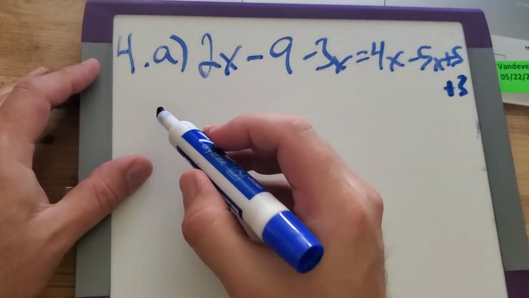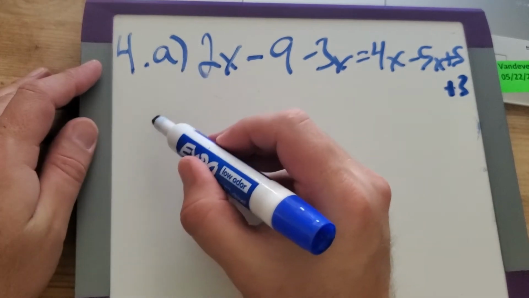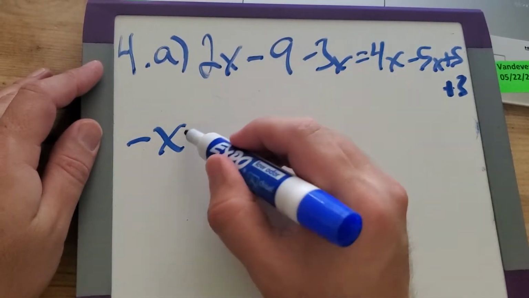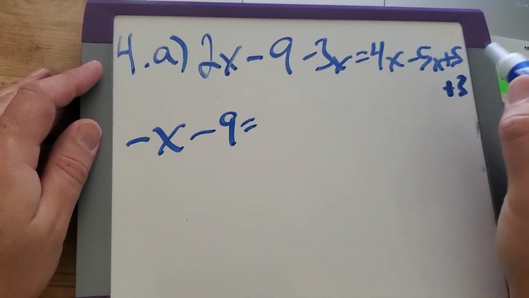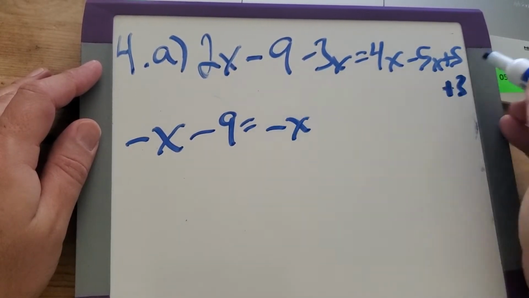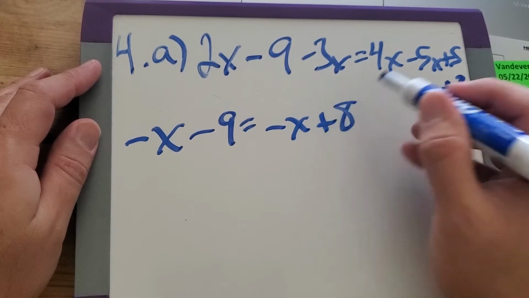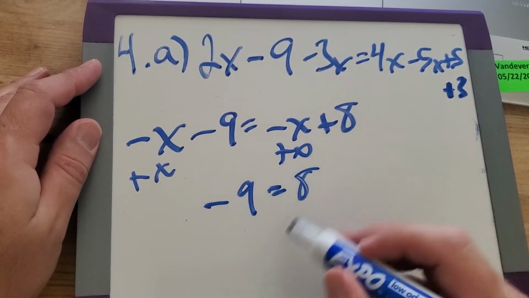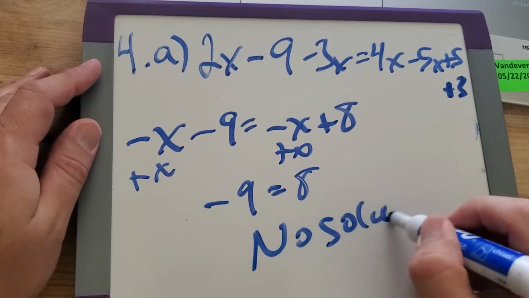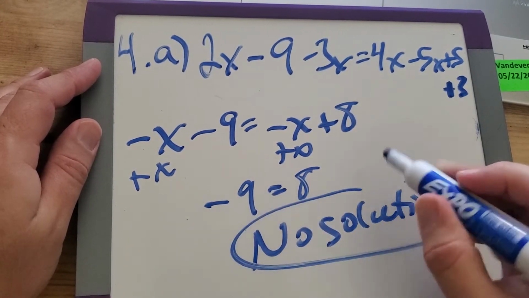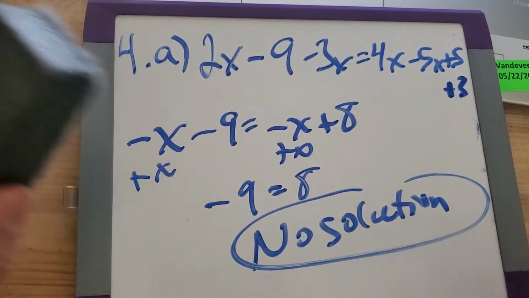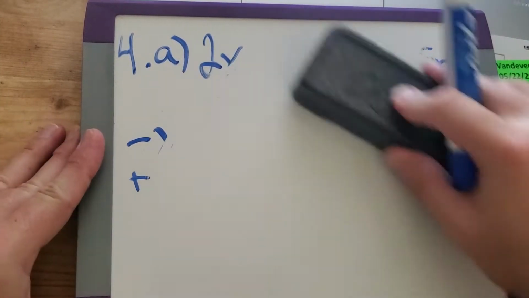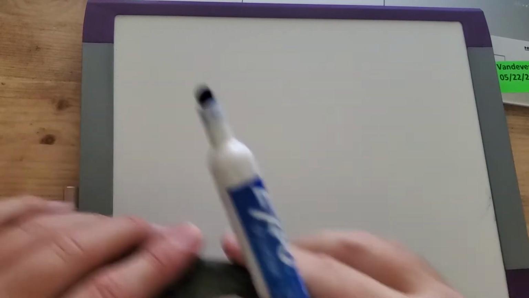All right. And then if you start putting like terms together, 2x minus 3x is negative x, and I got my minus 9 equals 4x minus 5x is negative x plus 8. Then when you try to get your x's together, you end up with nothing that makes sense, so it's no solution. The answer would be negative 9 equals 8, and that never is true. So that's why there's no solution. So if the x's want to leave, let them go.